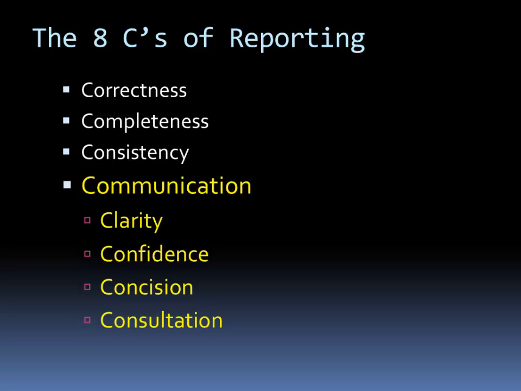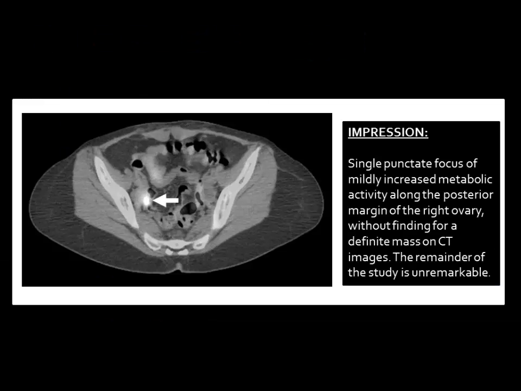Now, these get a little bit more esoteric and a little bit harder to define, but I'll show some examples of things that I see in PET reports commonly that illustrate these. So the first of these is a patient who had a PET-CT scan, and we see some focal activity along the right pelvic sidewall. And the impression in this case said, single punctate focus of mildly increased metabolic activity along the posterior margin of the right ovary without finding for a definite mass on CT. The remainder of the study is unremarkable.